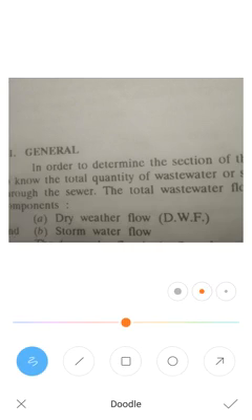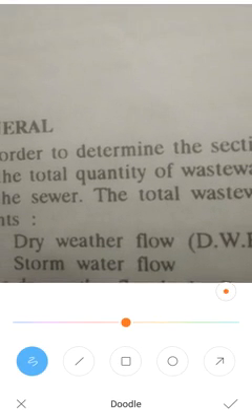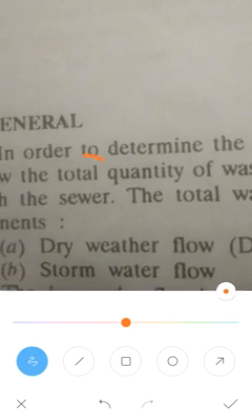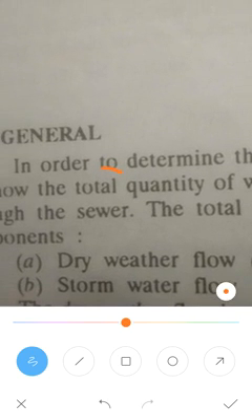So what I'm showing here are the two flows which generally take place. The first one is the dry weather flow. The second one is the stormwater flow.